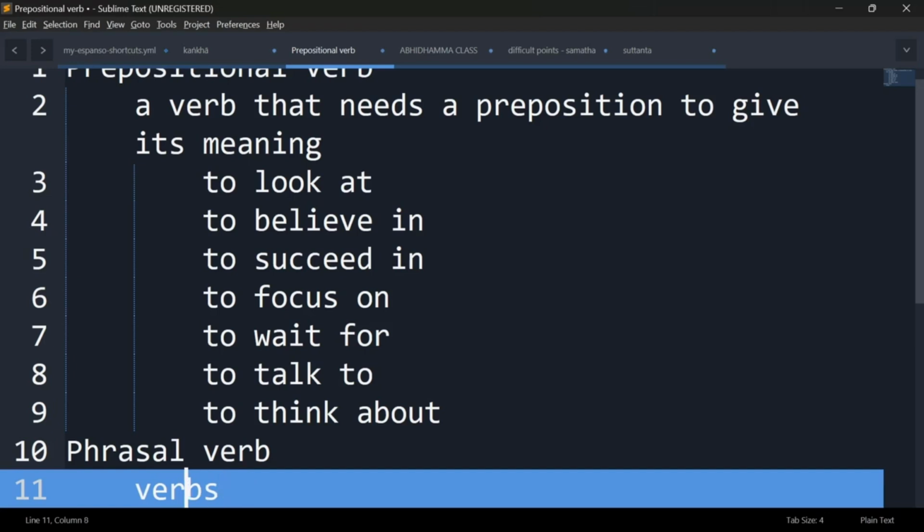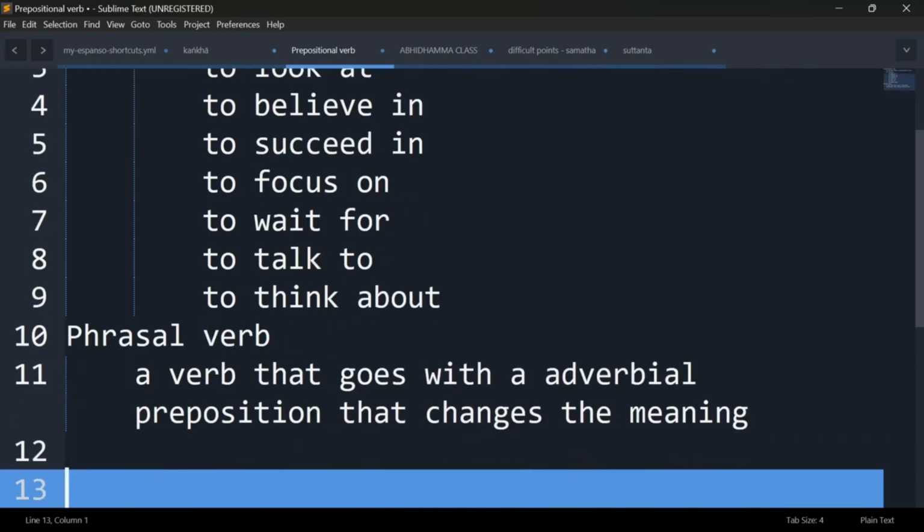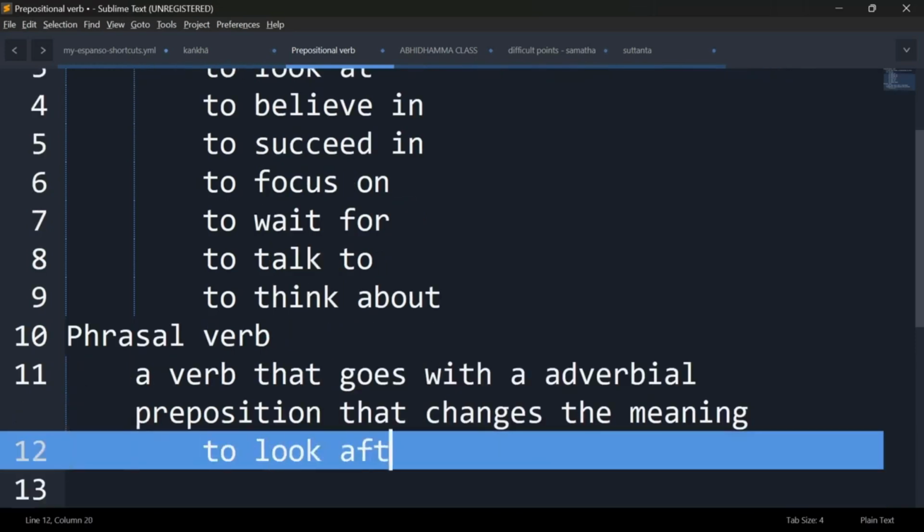A verb that goes with a preposition. So far it's the same. Now, this preposition modifies the verb, and it gives us a different meaning. It's a preposition that is like an adverb, so an adverbial preposition that changes the meaning. For example, to look after someone. It doesn't mean to look, and then he goes and you look after.